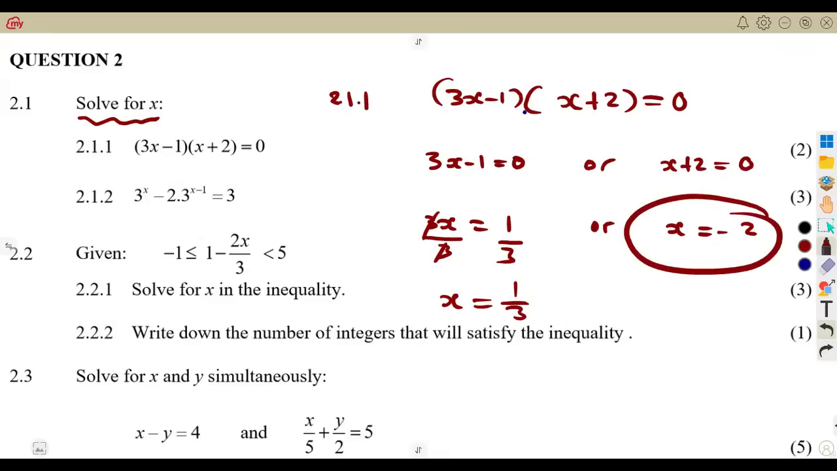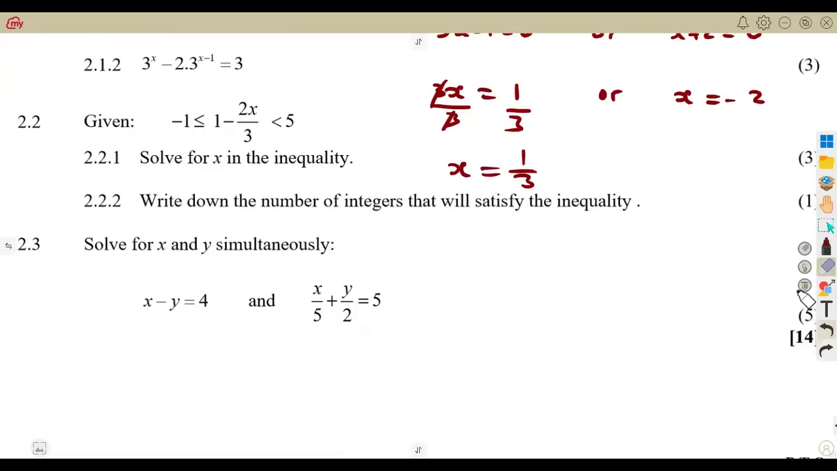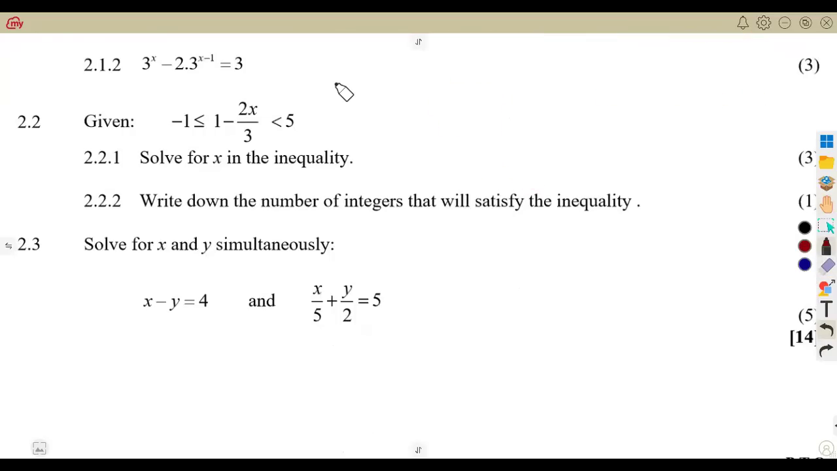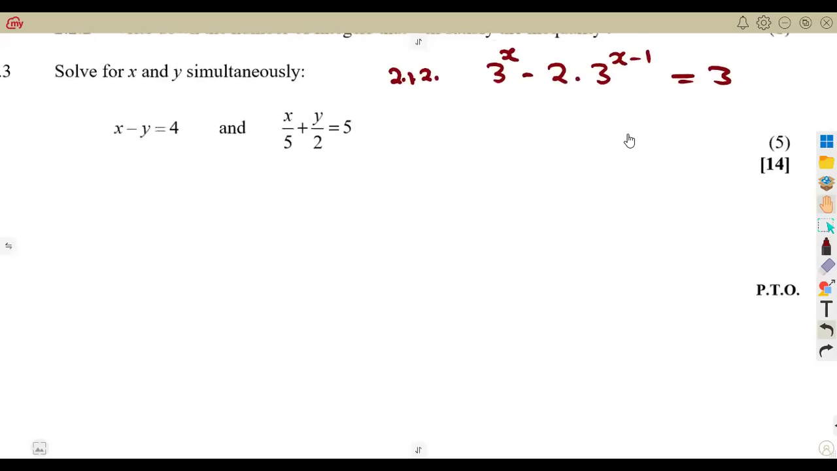Or x can be this, minus 2. That was a direct question. On 2.12 also, we are supposed to solve for x as we are given there. That's 2.12: 3 to the exponent of x minus 2 times 3 to the exponent of x minus 1 is equal to 3, and you're asked to solve for x.